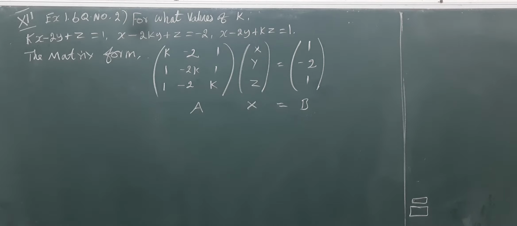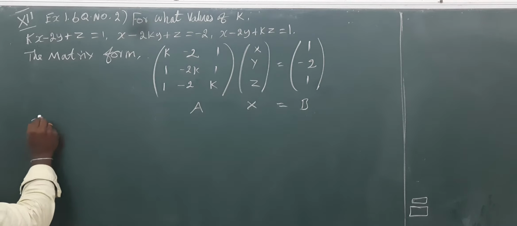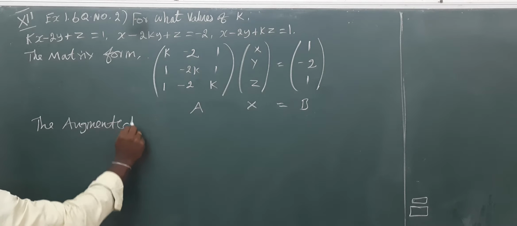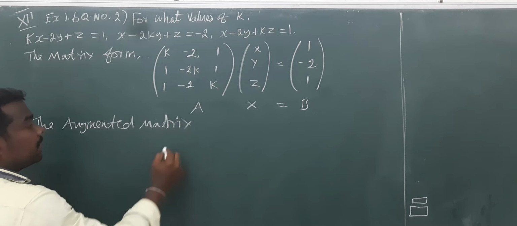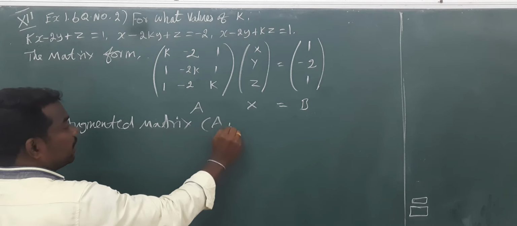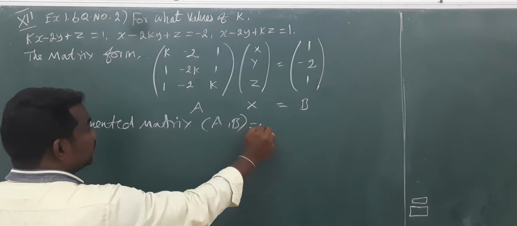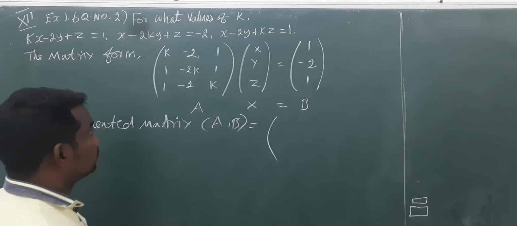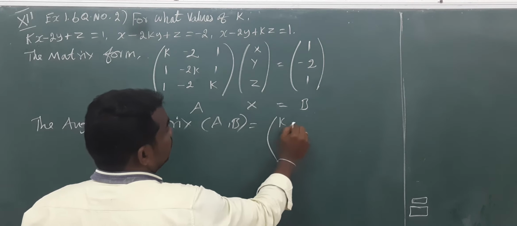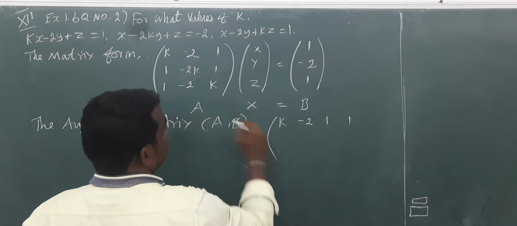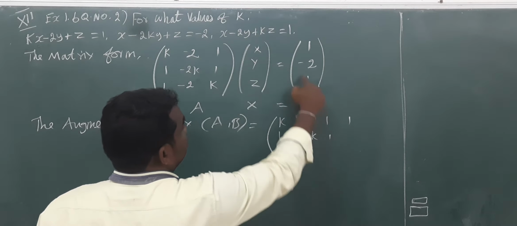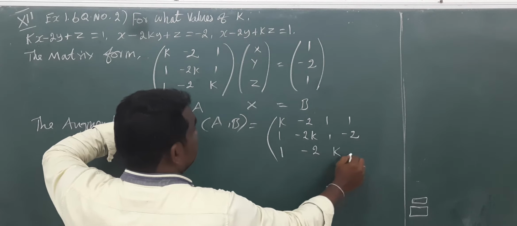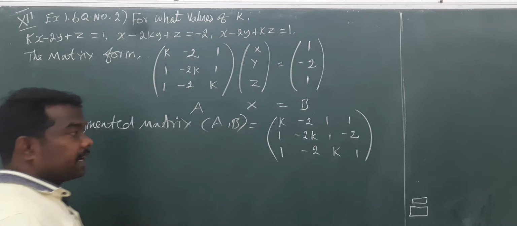We form the matrix from the given system of linear equations. Second, you write the augmented matrix. Augmented matrix is nothing but [A, B]. That is, you join A and B, only numbers without the variables. k, minus 2, 1, 1, then 1, minus 2k, 1, 1, then minus 2, again 1, minus 2, k and 1. That is the second step.